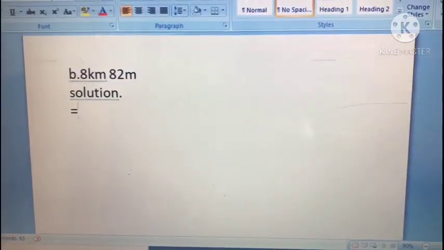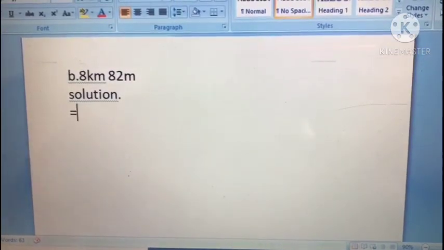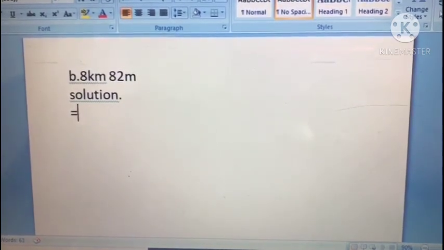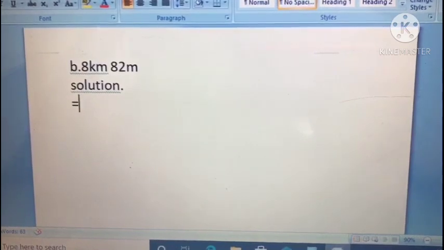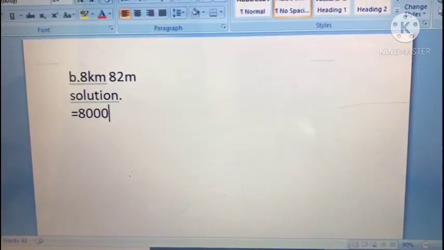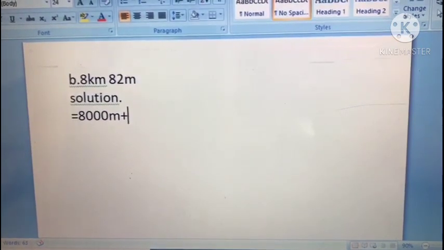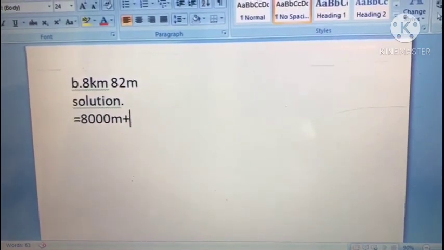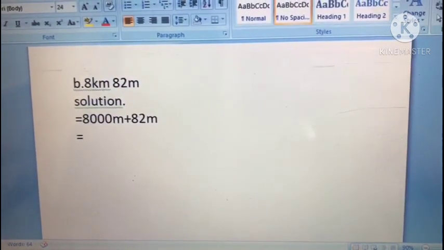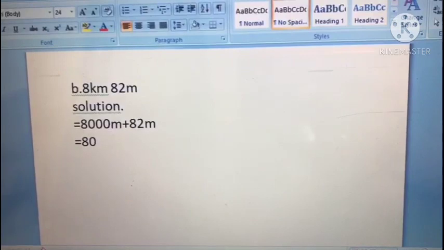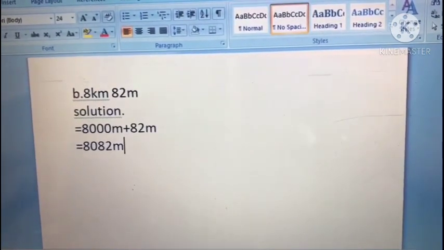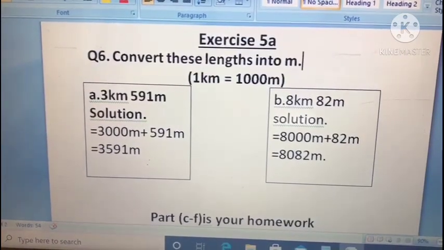Part B, 8 kilometers 82 meters. As we have to convert it into meters, in 1 kilometer there are 1000 meters, so 8 kilometers will be equal to 8000 meters plus 82 meters. It will be equal to 8082 meters. Okay students, parts C to F are your homework.